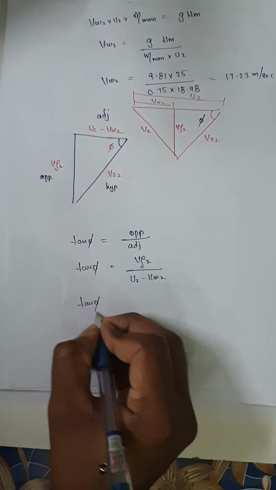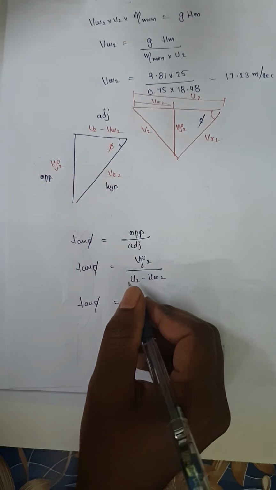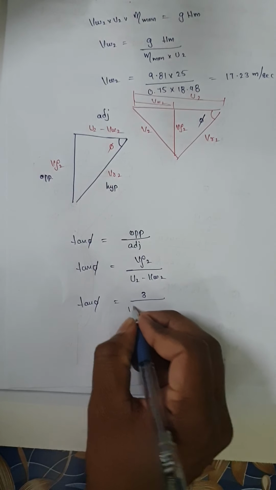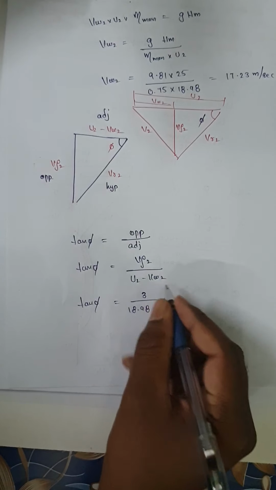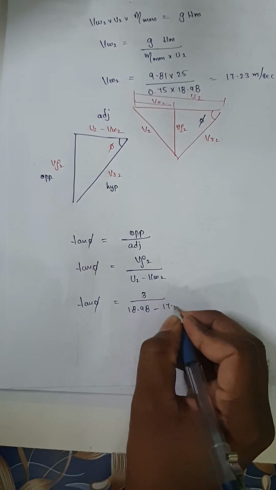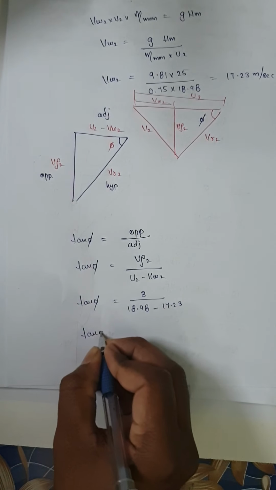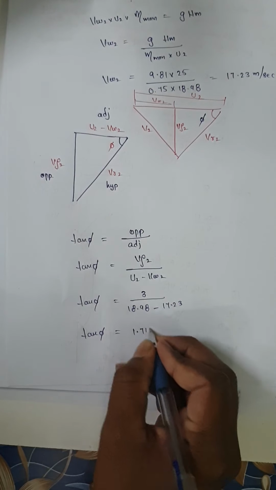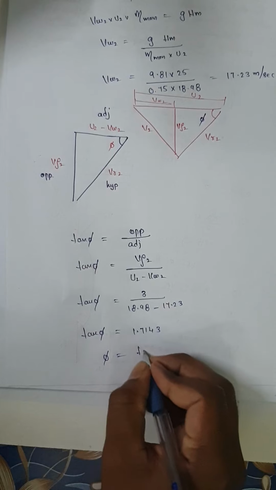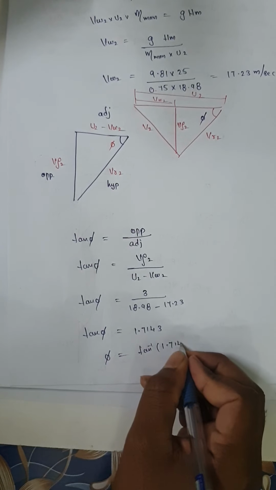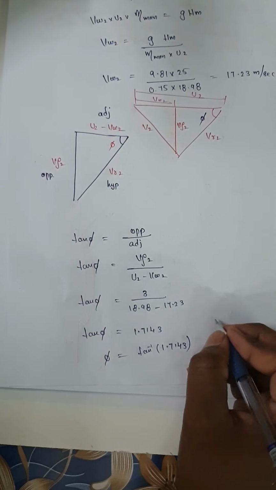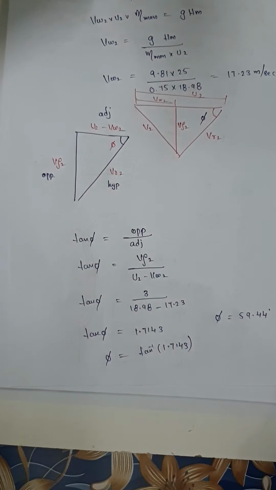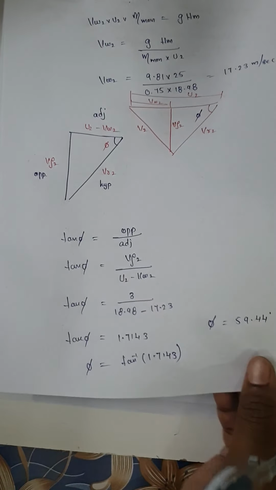So tan phi is equal to, first you have to substitute the value of Vf2. You got somewhat 3. Then u2 you got 18.98, and Vw2 here is 17.23. So tan phi is equal to 1.7143. Then phi is equal to tan inverse of 1.7143. Then you will get the value of phi. Phi is equal to 59.44 degree. This is the value of phi. Like this you have to solve the problem.